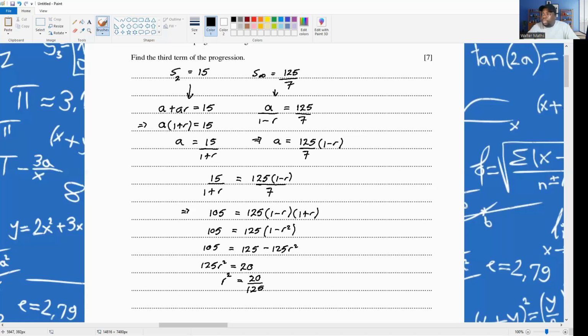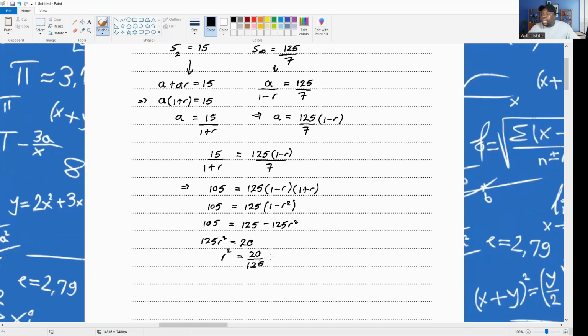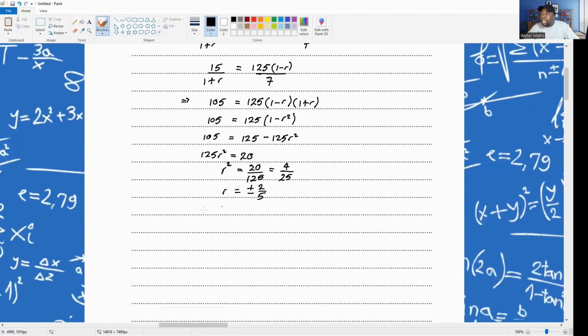So what I'm gonna do here is I'm gonna square root this, but we need to simplify this before we do anything else. 20 over 125 can be reduced by dividing by 5, 4 over 25, which means if we square root both sides, r will come out as plus or minus 2/5, right? So r is plus or minus 2/5. Okay. Now, since we have r to be plus or minus 2/5, here they say the common ratio is negative. So since they say that, we are going to use r is equal to minus 2/5 because they say the common ratio should be negative.